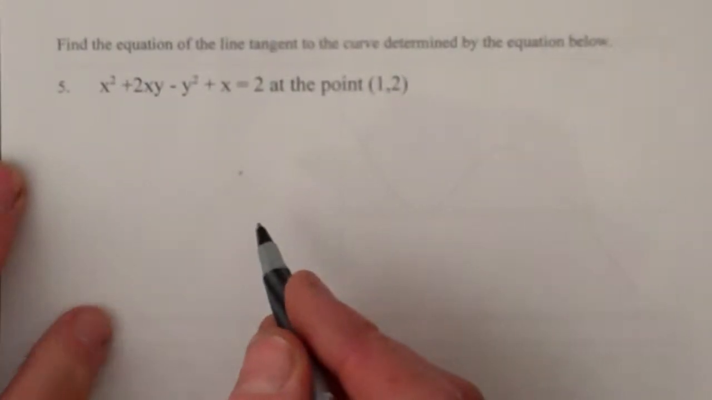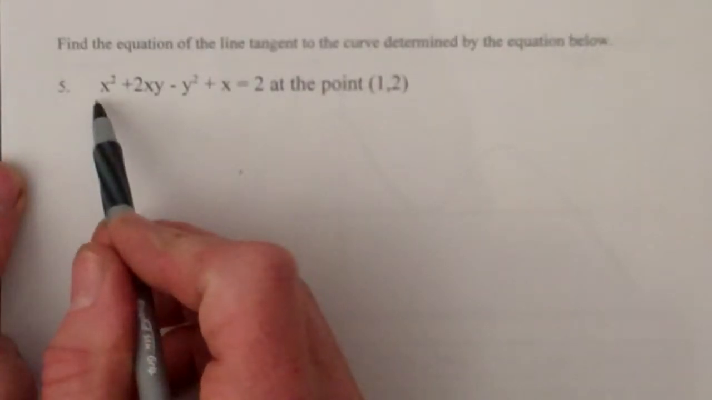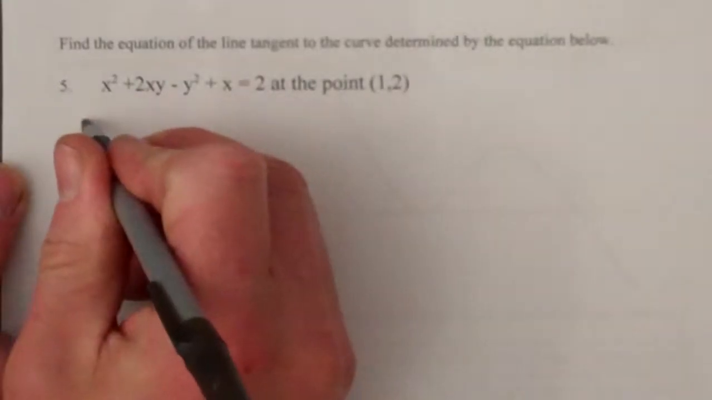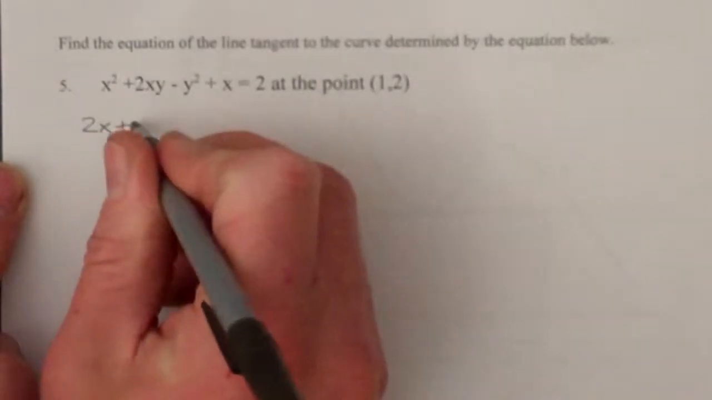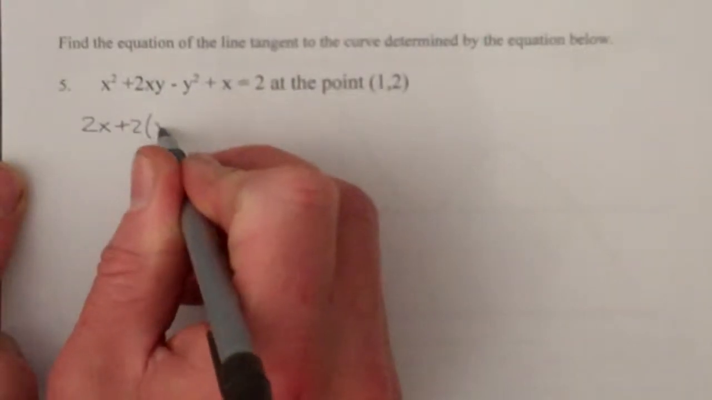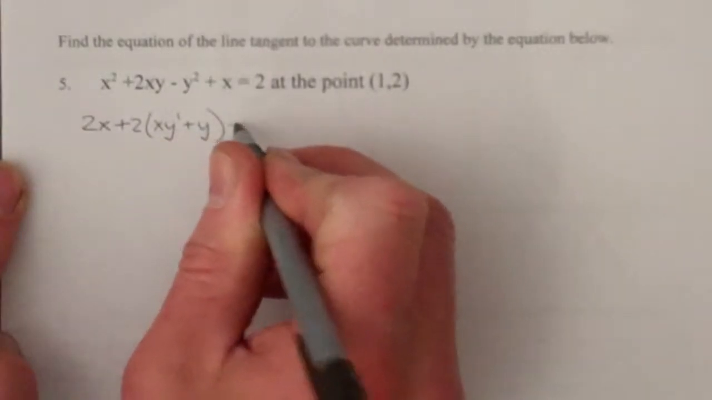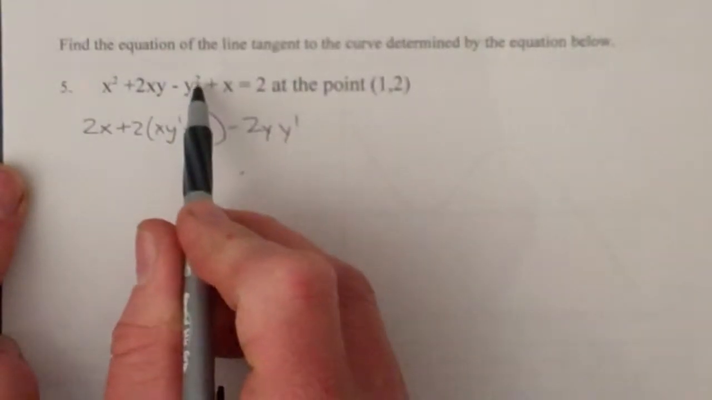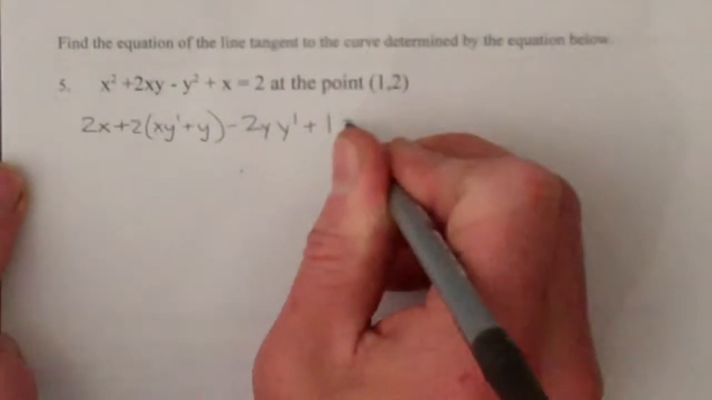All right, so to find the tangent line, we need to take the derivative. What is y prime? If we could find an explicit function, we could do that. y prime is what we're after. So this becomes 2x plus, and then we've seen this before, it's 2 times the derivative of this, which is going to be xy' plus y, and then minus 2yy'. Again, it's implicit differentiation. We've got to deal with the y prime there. Plus 1 then equals 0.